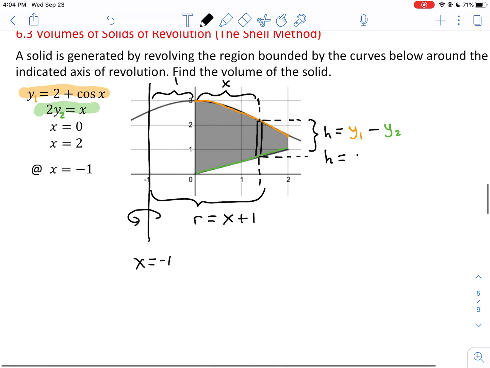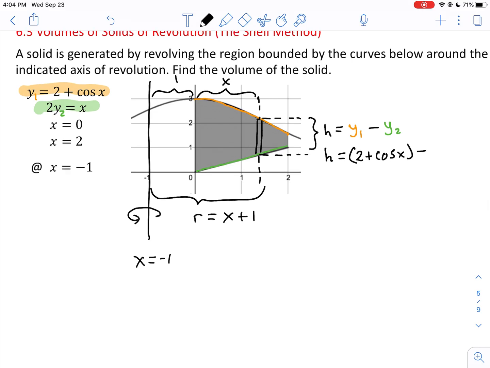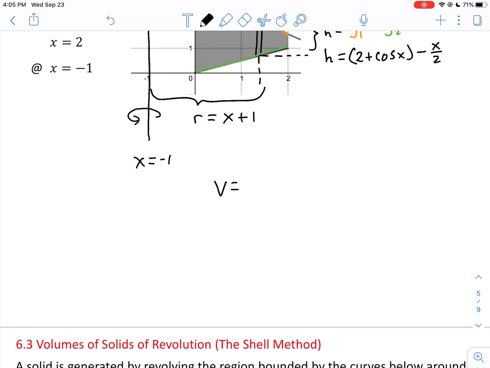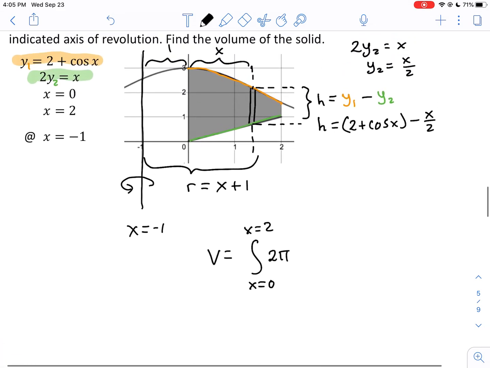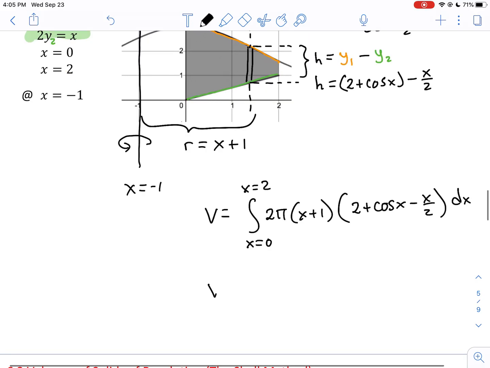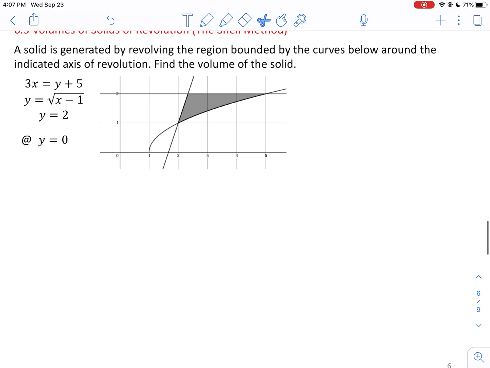So the upper function is 2 plus cosine of x minus, and notice that this equation is not presented where y2 is already isolated. The second function solved for y is x halves. Okay, and then once you've correctly come up with expressions for h and r, then you can just go straight to the formula. The volume is going to be the integral from x equals 0 to x equals 2 of 2 pi times r, which is x plus 1, and then times h. H is 2 plus cosine of x minus x halves, and then dx. And then when you calculate this one, you get approximately 43.847 cubic units.